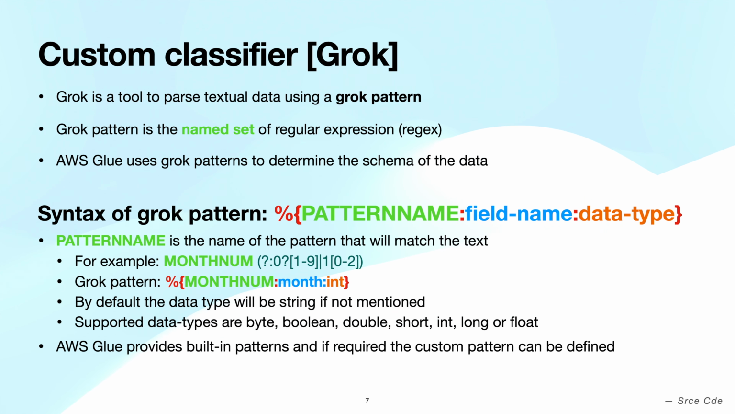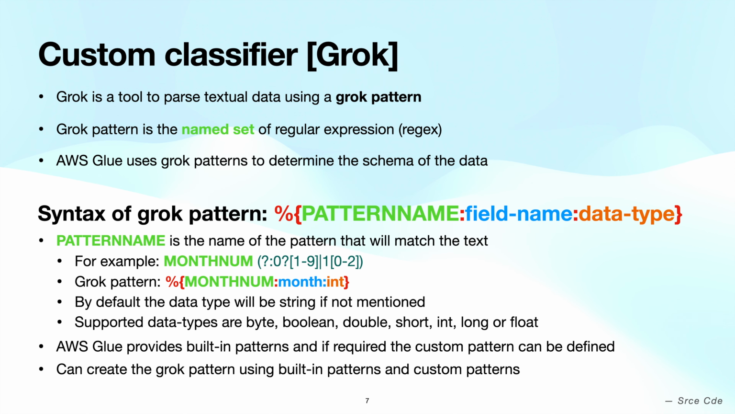AWS Glue provides built-in patterns, and if required, custom patterns can be defined. So for example, if AWS Glue has month num defined as part of the built-in patterns, then we can directly use the name of that pattern to define the Grok pattern. But if there is something that you want to match or parse that is not defined as part of AWS Glue's built-in patterns, then you have to define a custom pattern like month num followed by the regular expression. Then you can also create the Grok pattern using AWS Glue's built-in patterns and custom patterns. So guys, if you are still confused about Grok patterns, then don't worry, you will get a clear idea in the upcoming slides where I will cover a few examples.